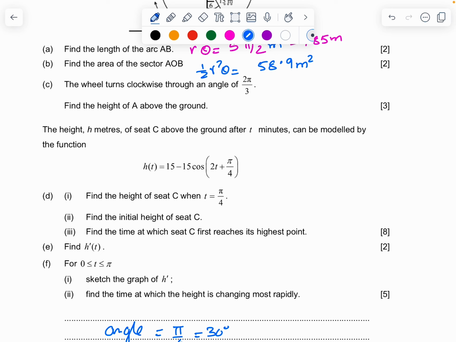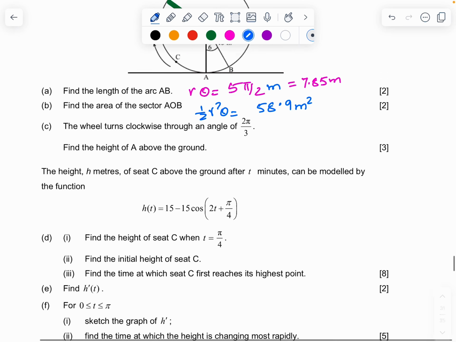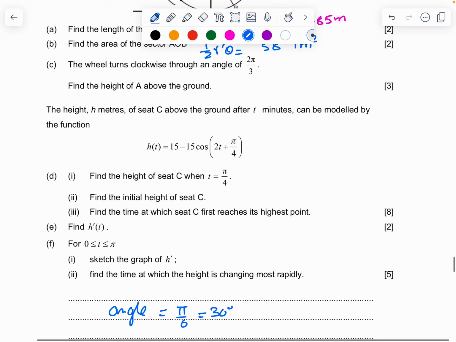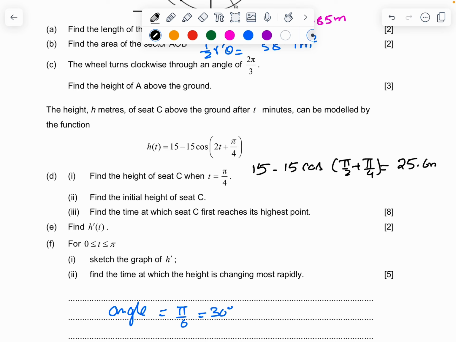The height h meters of the seat C above the ground after t minutes can be modeled by the function. Find the height of the C at t equals to pi by 4. So for this one, just plug in pi by 4. So it becomes 15 minus 15 cos pi by 2 plus pi by 4, which is going to be 25.6 meters. Find the initial height. Just substitute 0 over there. For that, it becomes 15 minus 15 cos 0 plus pi by 4, which is going to be 4.39 meters.